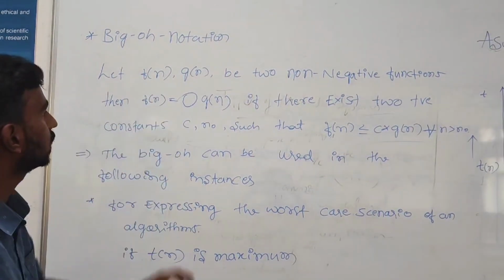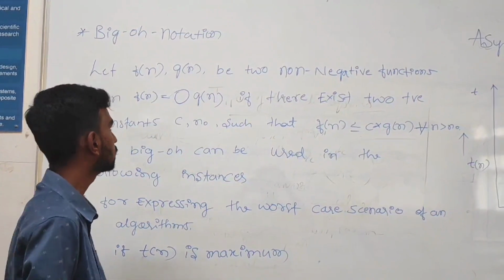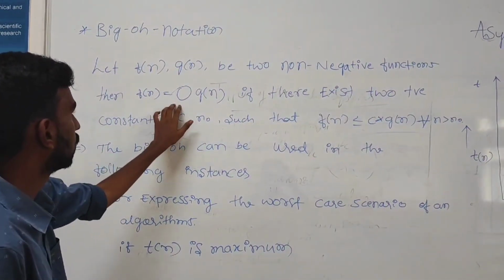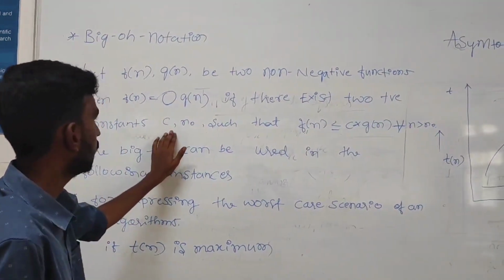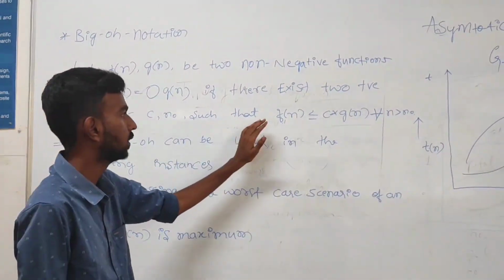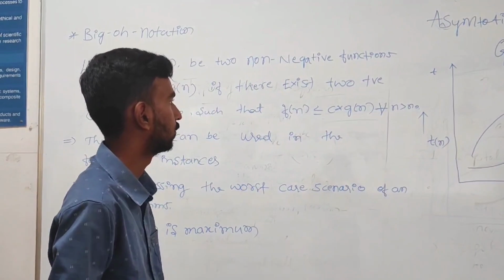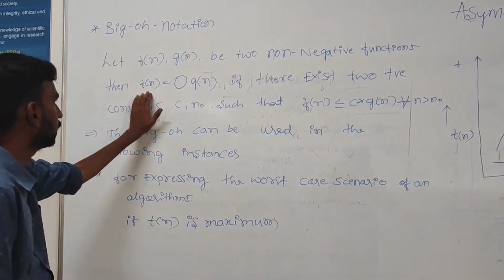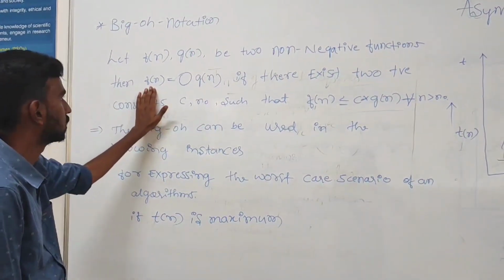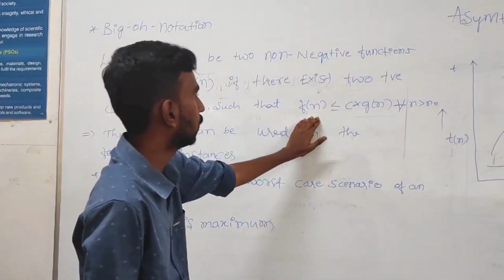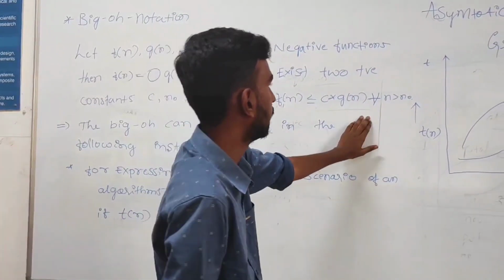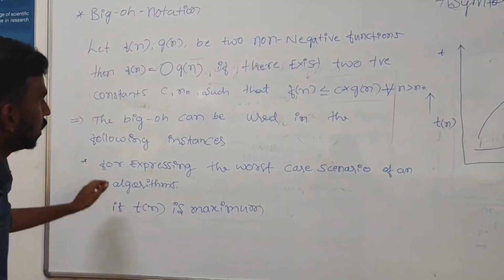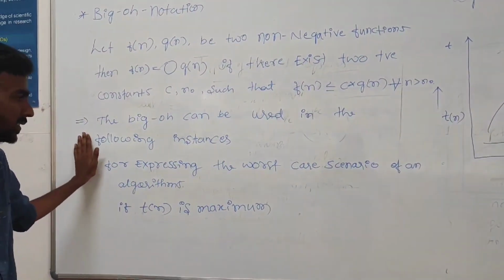Let us consider f of n and g of n to be two non-negative functions. Then f of n becomes big O of g of n if there exist two positive constants c and n naught such that f of n is less than or equal to c into g of n. For f of n equal to big O of g of n to be satisfied, f of n should be less than or equal to c into g of n for every n greater than n naught.